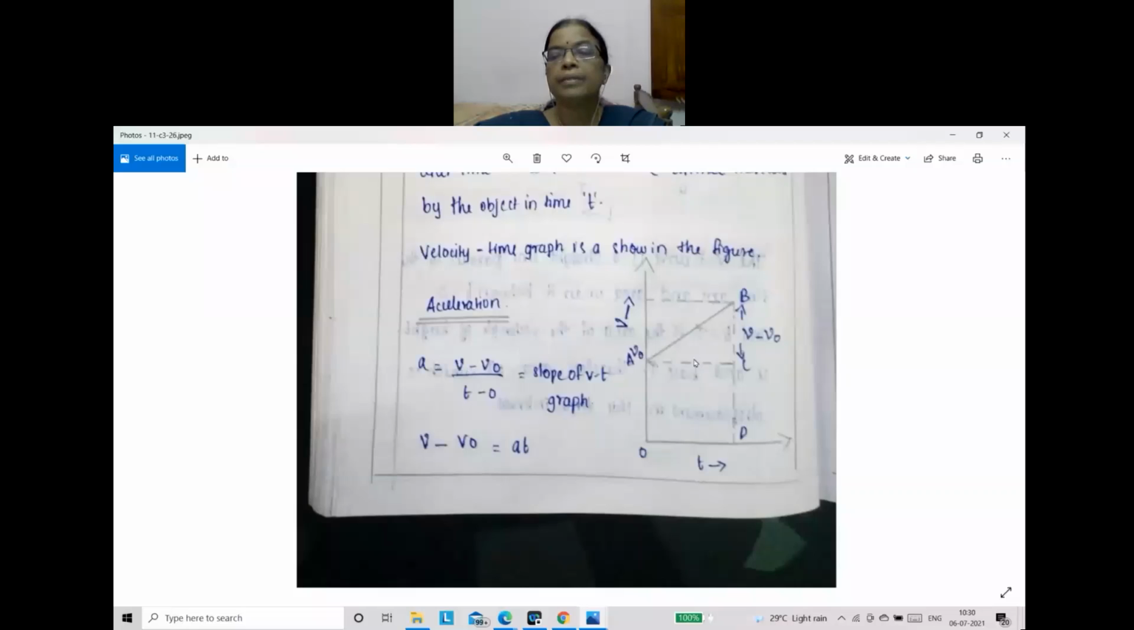What is the slope of the xt graph, children? Anyone? What is the slope of the xt graph? Velocity. Very good. What is your name? Krishnapriya. Krishnapriya, very good. Slope of the xt graph is velocity.